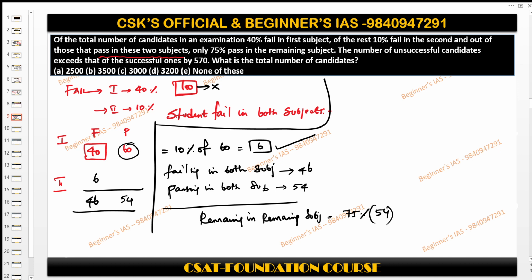75% of 54 is 40.50. So 40.5. Okay. So can we take this as 40.5? Then what is the remaining thing? 59.5.